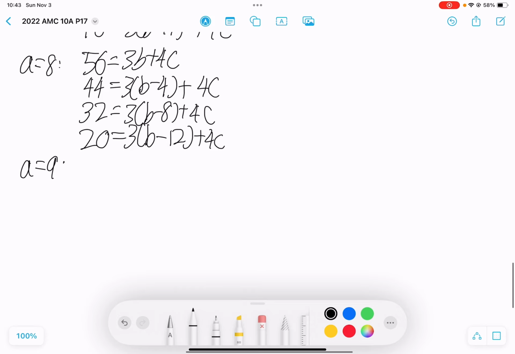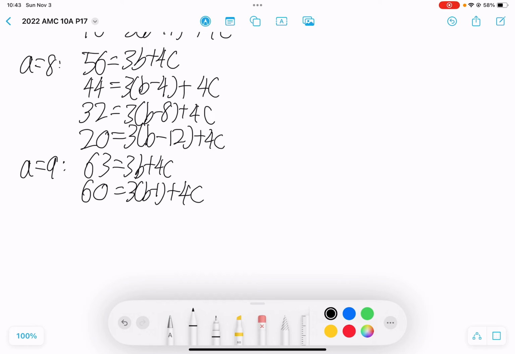So last one, a equals 9. 9 times 7 is 63, which is 3b plus 4c. 63 minus 3 is 60. But here c has to be 15, but it can't be 15. It has to be 1 to 9. So this doesn't work. Let's subtract 12. We have 48. And so this is 3b minus 5 plus 4c. But here c has to be 12 for 4c to be 48. So this doesn't work as well.